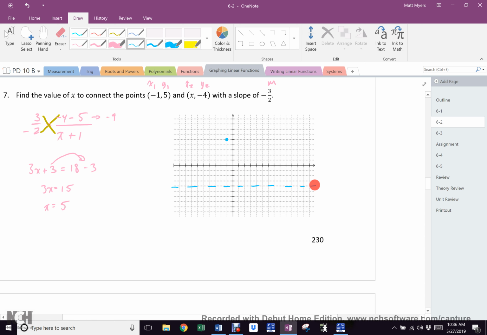Right? And I got a slope of negative 3 halves. Down 3, left 2. Am I at my line yet? Down 3, left 2. Am I at my line? Yup. And I check. Negative 1, 2, 3, 4.